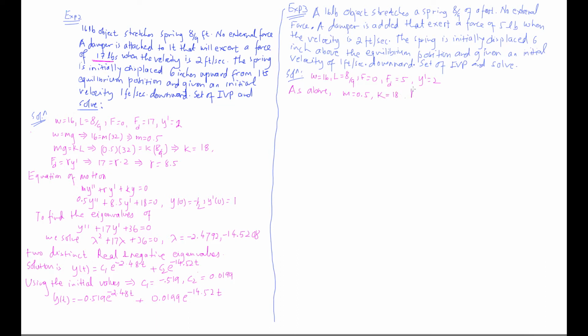But if you use FD equals 5, you will get 5 equals gamma times y prime, which is 2, right? So this implies gamma equals 2.5. That's what you get. Okay, so what case do you see here? How do I check whether this is underdamped, overdamped, or critically damped, right?